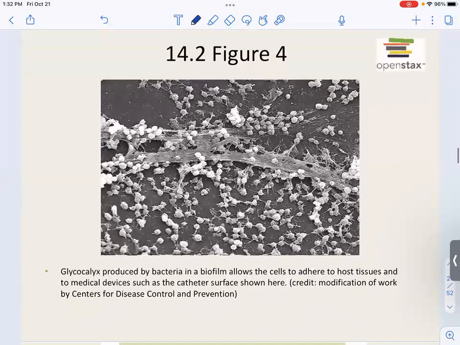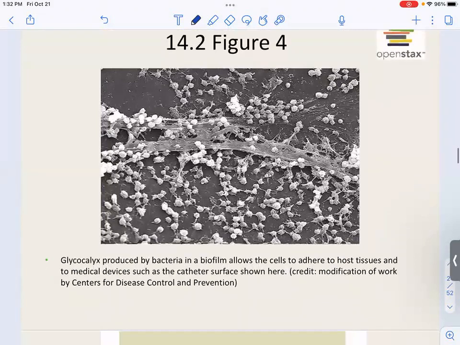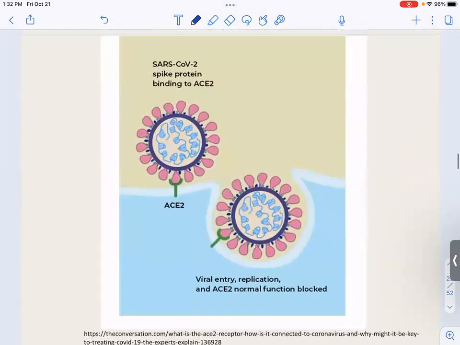In this picture, I actually decided not to post this, and then I went ahead and did it anyway. But this is supposed to show bacterial cells making a capsule and sticking to some kind of a catheter. It's kind of hard to tell what's what in that picture, though. Here's another example. Again, don't worry about these few examples here.